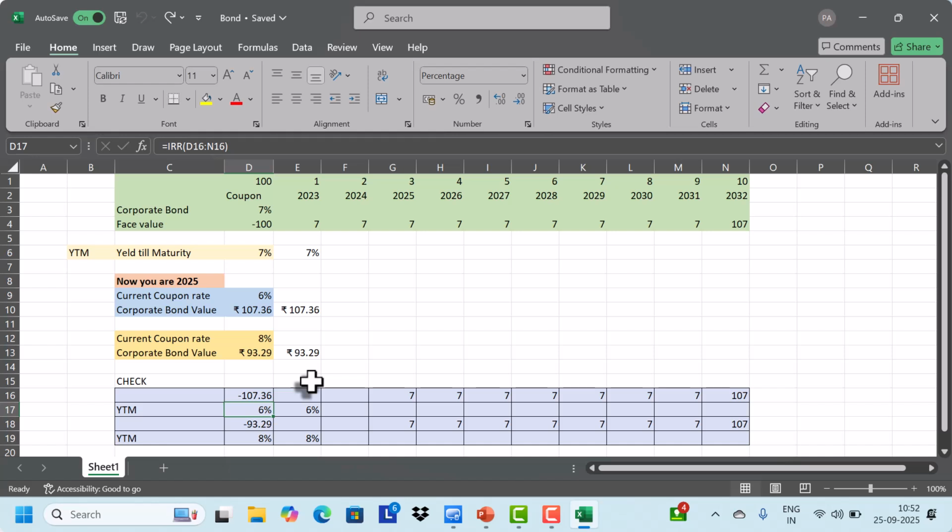ये कौन सी category के लिए? Which category of companies? Listed companies. The companies which are listed.